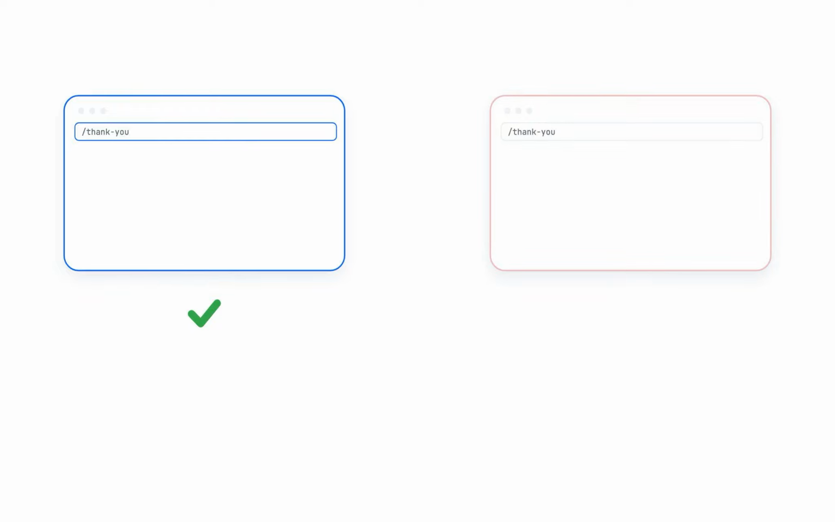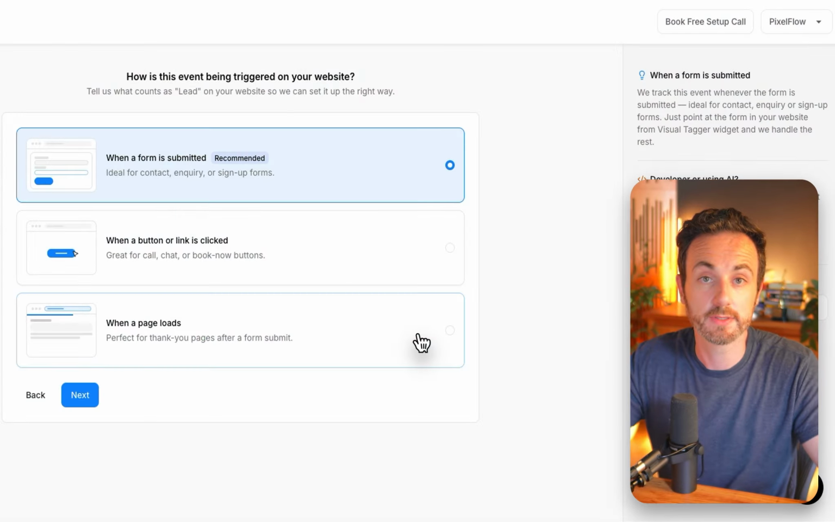The final improvement that you can make with a method like this when triggering an event on page load is that you can also use blocking rules to ensure that the same user refreshing the page won't generate the event again. Let me show you how to set that up in PixelFlow.